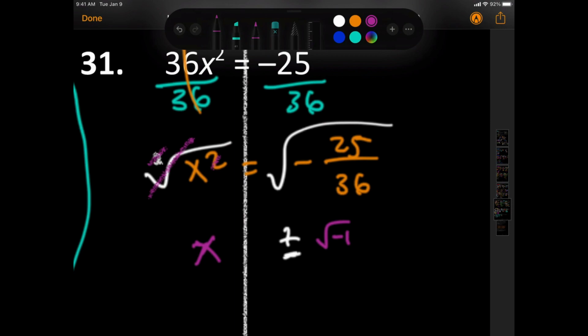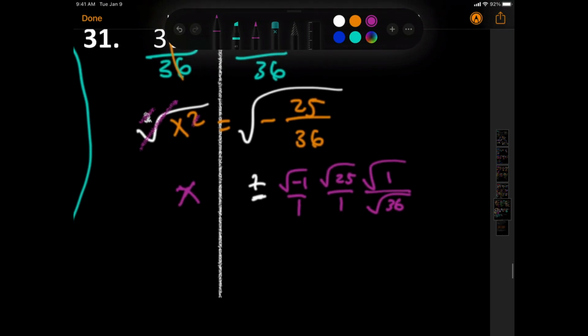I didn't know this, so that's what I'm trying to show you guys. This is the square root of negative 25 over the square root of 36. The reason why I chose to show you that is that all of them are under the square root: the negative, the 25, and the 36.